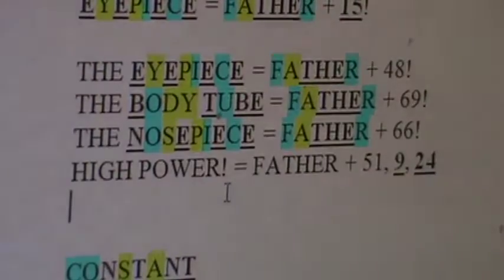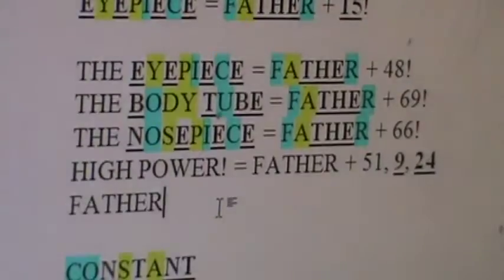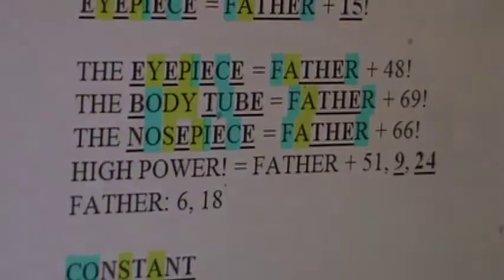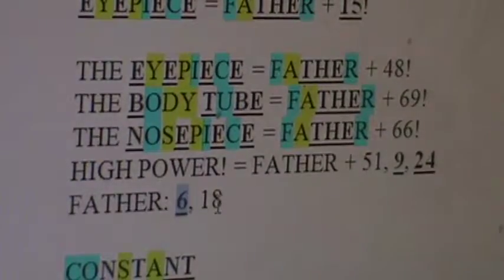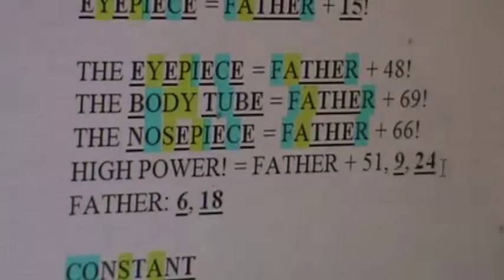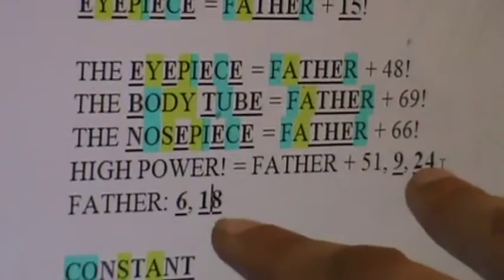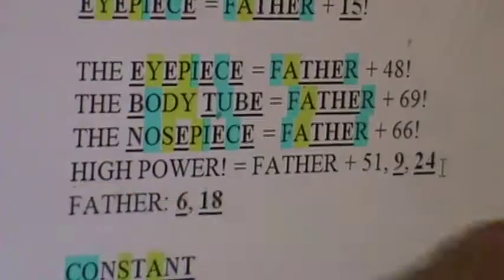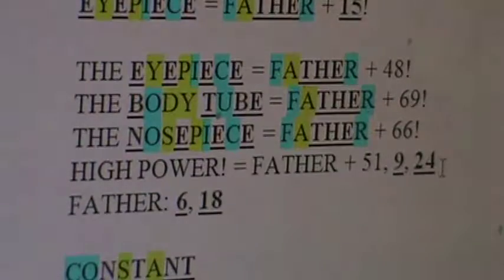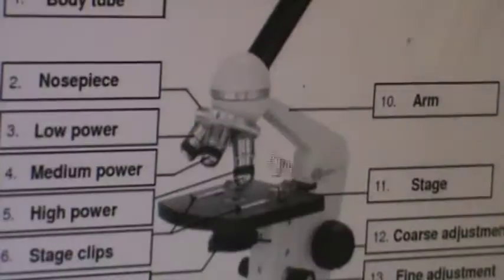This is mind-blowing. High power belongs to Father. Because Father, by way of review, is 6 letters, 18 strokes. That is absolutely flawless with the 9 letters and the 24 strokes in high power because it's 2/3. 6 is 2/3 of 9, 18 is 2/3 of 24. Father, high power. If you want high power, you need to pray to the Father.